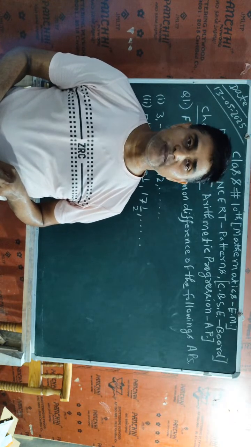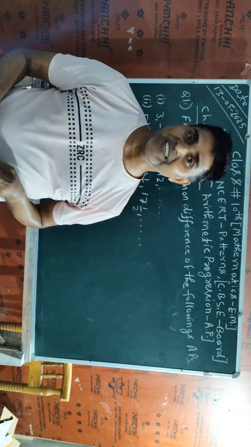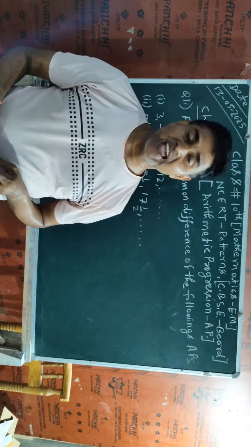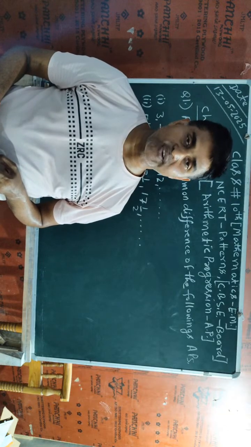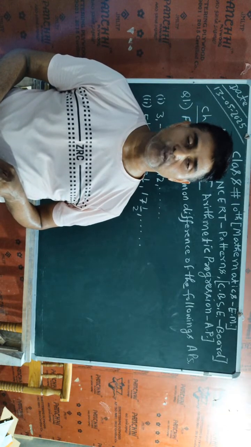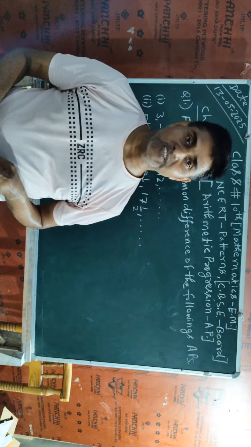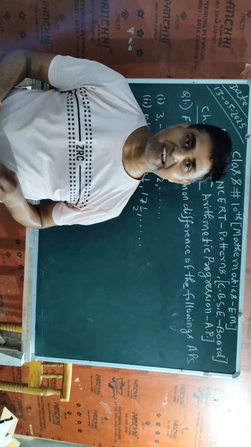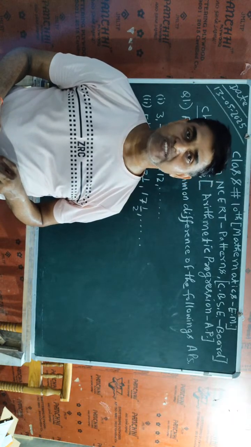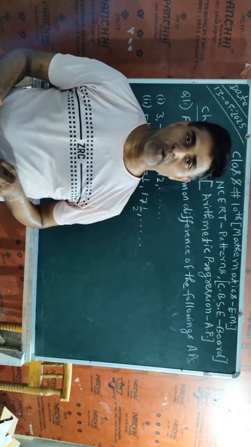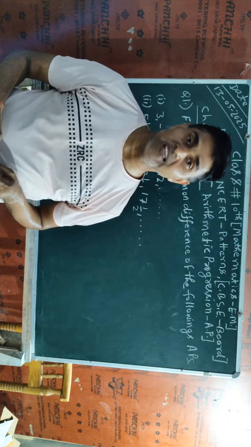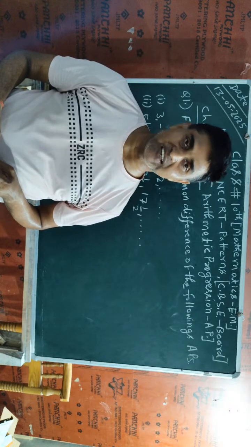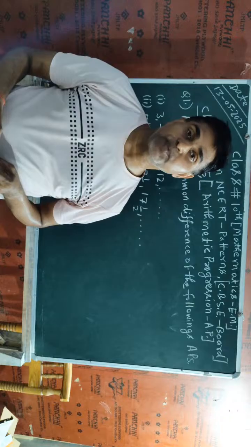A sequence is a list arranged in a definite order according to a definite rule. That is called a sequence. For example, if I write the sequence 2, 4, 6, 8 and so on, here each number is obtained by adding 2 to the preceding number, except the first term.